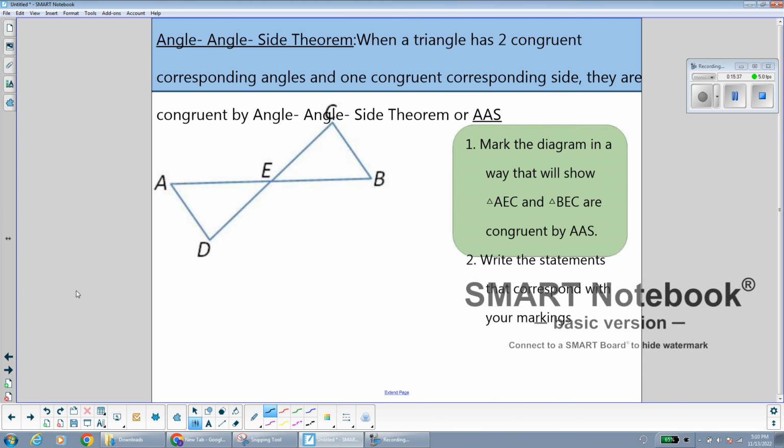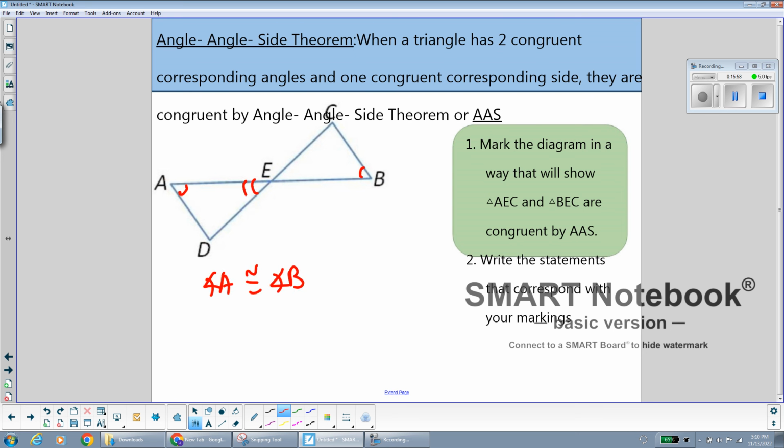Here we have angle, angle, side. So for angle, angle, side, we need two pairs of congruent angles followed by a congruent side. So let's mark some information that would make these two triangles congruent by angle, angle, side. I'm going to mark angle A congruent to angle B. I just picked that.